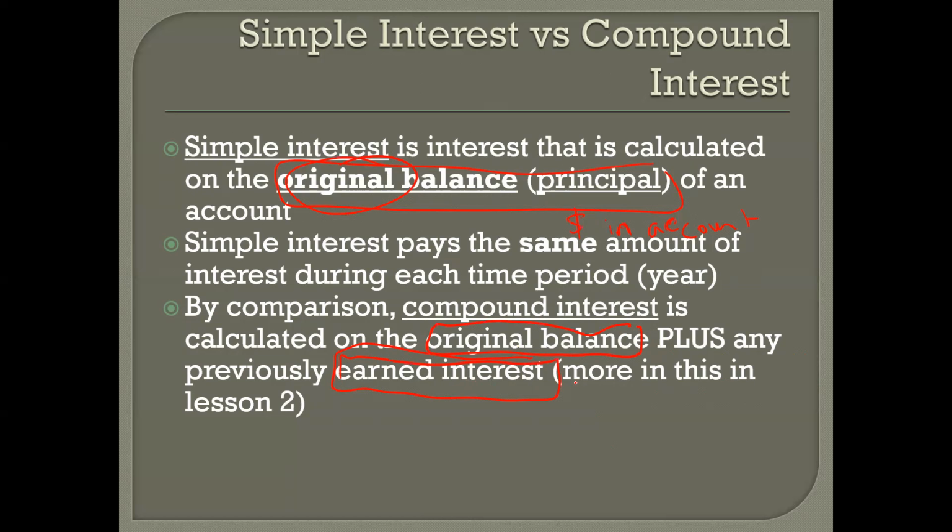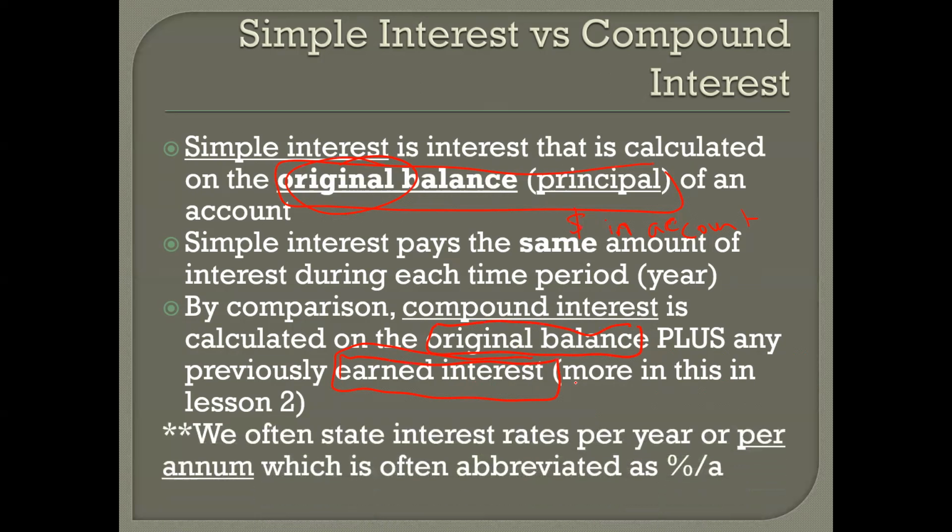So it actually accrues a lot faster than simple interest, and we will look at some examples of that. Compound interest we will definitely talk about more in the next lesson. But for now, I just want you to understand what simple interest is. Simple interest is just calculated on the original balance. Like I said, compound interest is calculated on the original balance plus the interest that's earned.